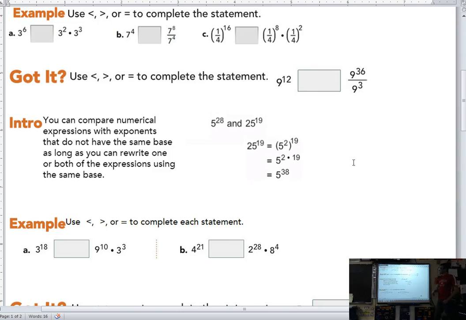So Sean, up here, 3 to the 6 compared to 3 squared times 3 to the 3rd. Greater than, because my right side is really 3 to the 5th, and if I was you, I would write that down there. Ozzy, what about B? You said equal because that right side becomes 7 to the 4th. Noah, what about C? 1/4 to the 16th power is greater.